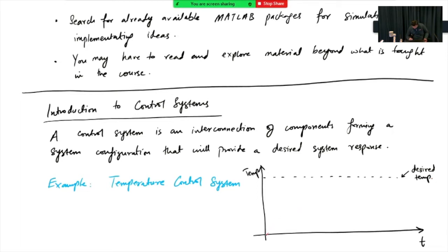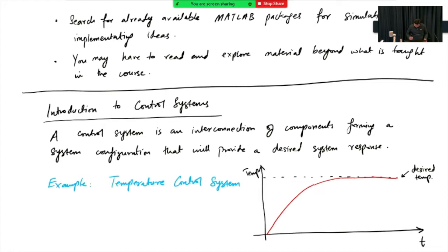So one possible trajectory is the following. Let's say it increases from 0 and goes to your desired temperature. Okay, this is one type of response. Obviously you can have a steeper curve or a lower curve, but at least this is one type of response you can have.